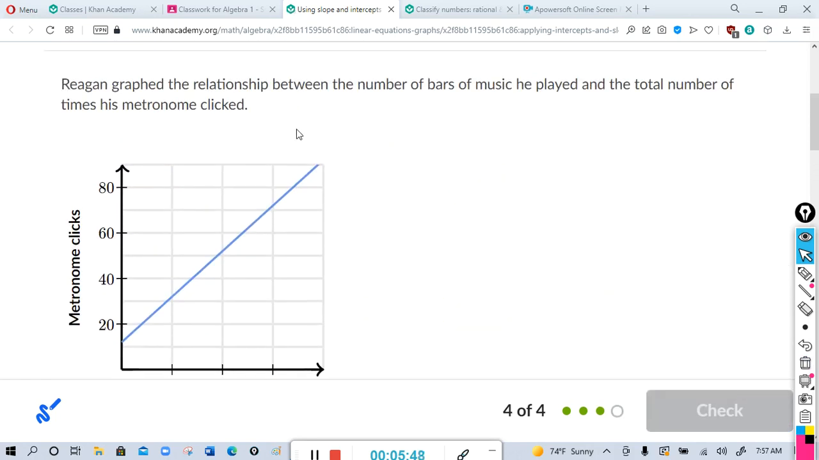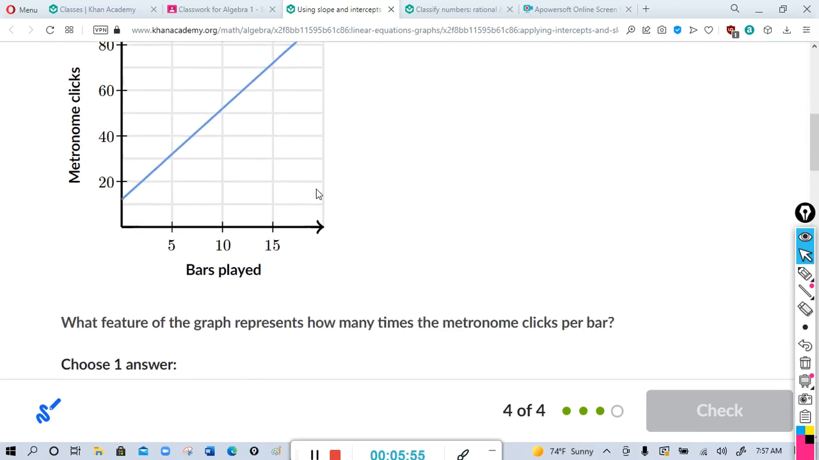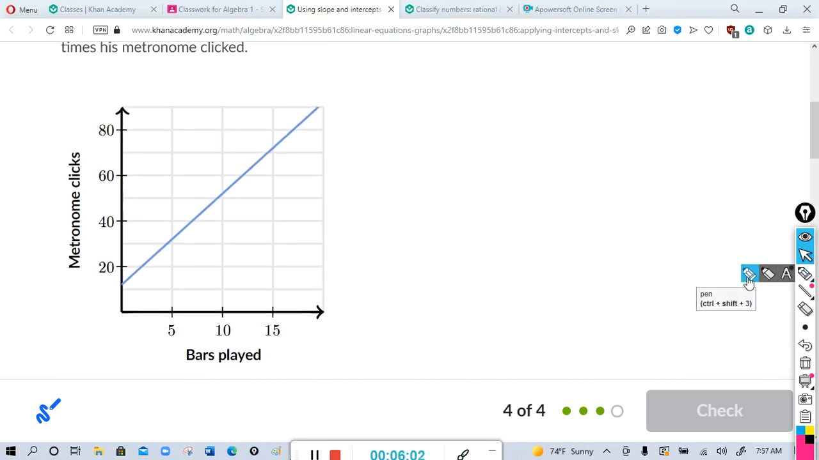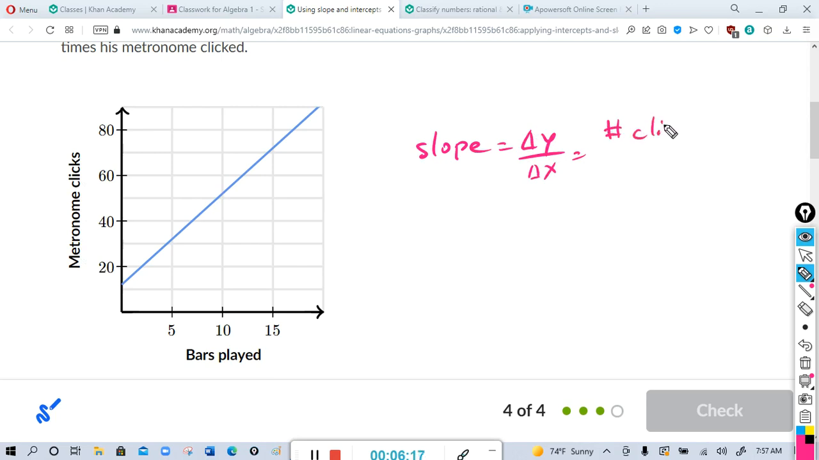All right. Reagan graphed the relationship between number of bars of music played and total number of times his metronome clicked. What feature of the graph represents how many times the metronome clicks per bar? All right. Remember slope, change in y over change in x. Y is the number of metronome clicks, and x is the number of bars played.